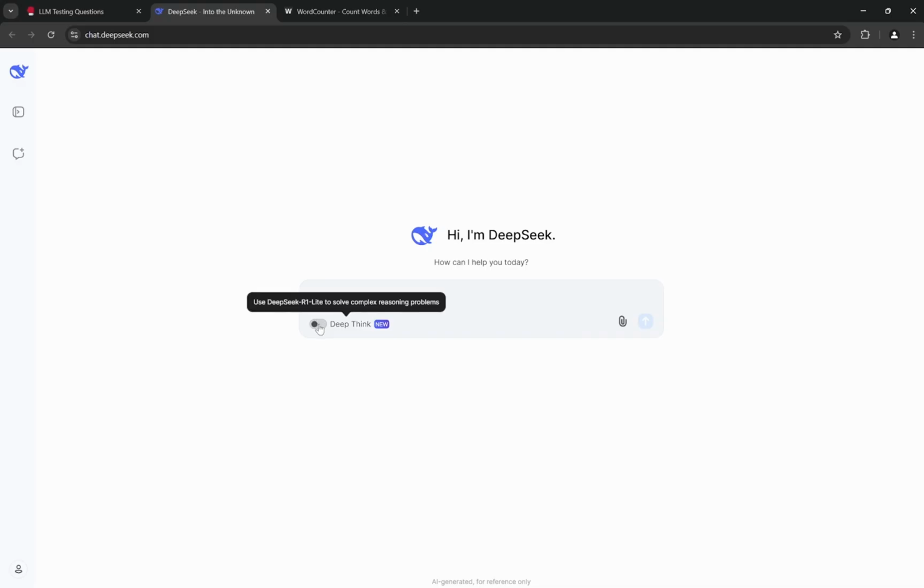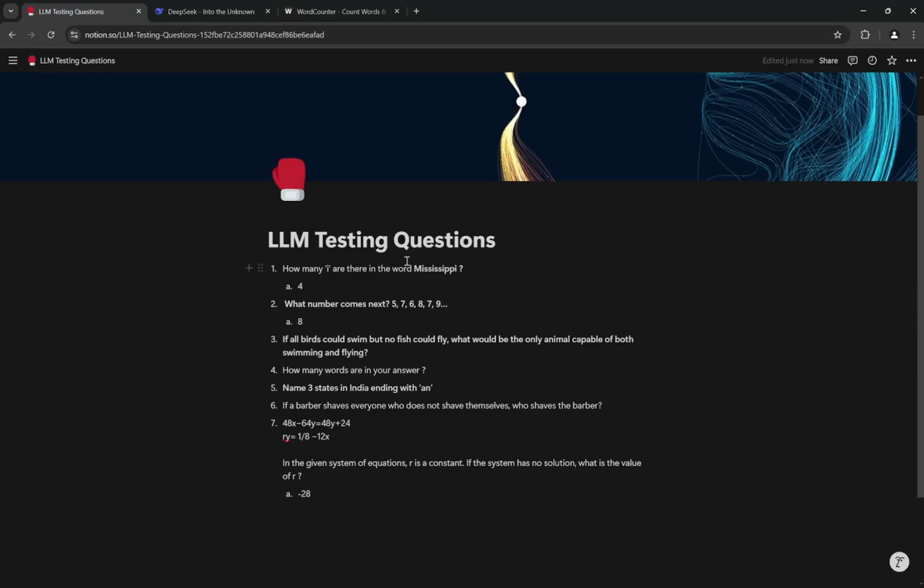The DeepThink mode actually gives you 50 messages every day and this is the reasoning model, so you can make the chat think about the topic that you are entering before answering it. And I have some set of questions which are reasonably tough for other LLMs as well, so let's see how it performs. The first one is how many I's are there in the word Mississippi.